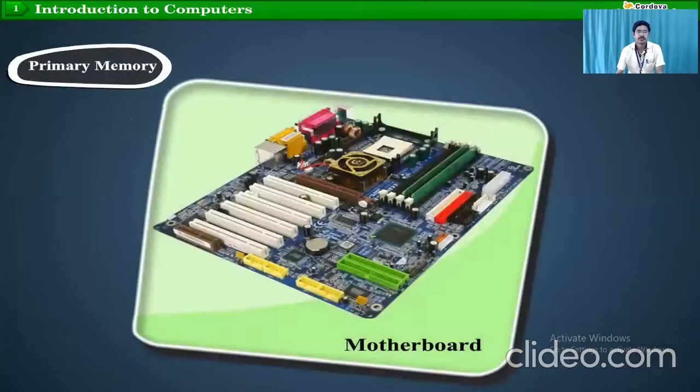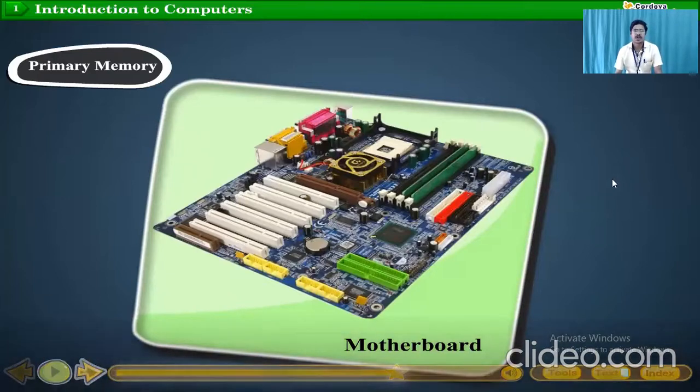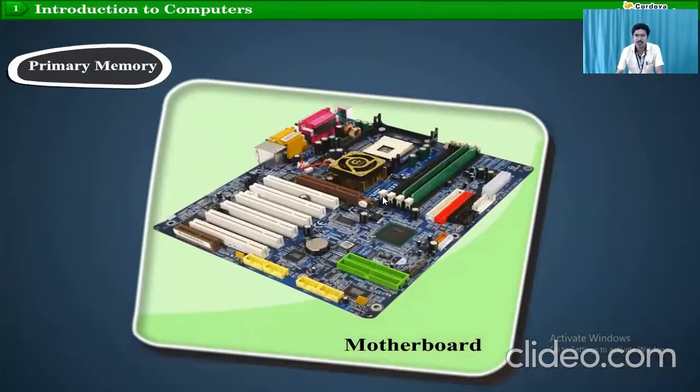Primary memory. It is the main memory of the computer. It is present on the motherboard. Now these slots 1, 2, 3, 4, here we can keep a number of RAMs, either 2 GB, 4 GB, 8 GB RAMs. If we keep four 4 GB RAMs, then we get 16 GB of primary memory. It is the main memory of your computer, and it is placed on the motherboard.